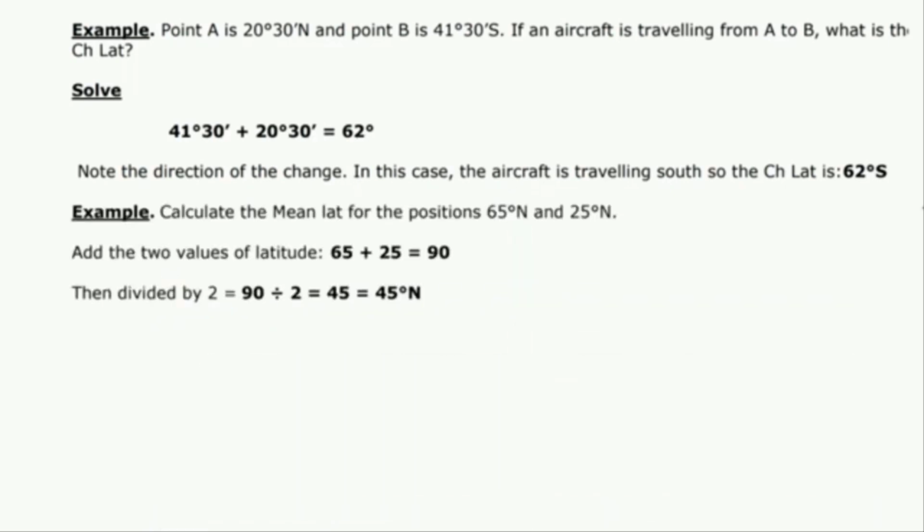Next example, calculate the mean latitude for position 65 degree north and 25 degree north. For mean latitude, what we do, we just add two values and divide it by 2. So the answer will be mean latitude. So in this example, 65 plus 25, that is 90 degree, then divided by 2, that will be 45 degree north. So the answer is 45 degree north.